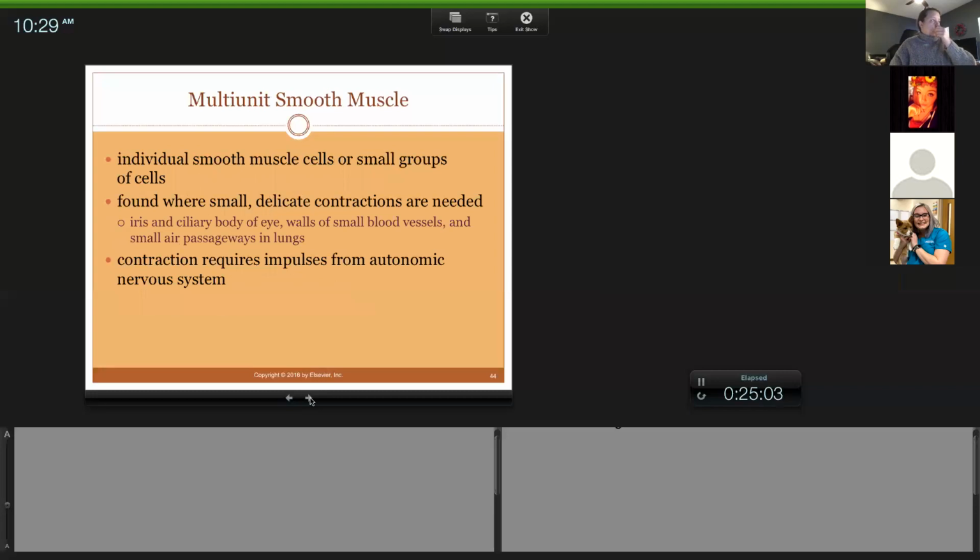Now, the multi-unit smooth muscles are small, where we mean small, delicate contractions. The iris and the ciliary body that control the muscles in the eye, your very, very small blood vessels and very small airways. These are all locations where we need small, delicate contractions. And again, they're all controlled by the autonomic nervous system.